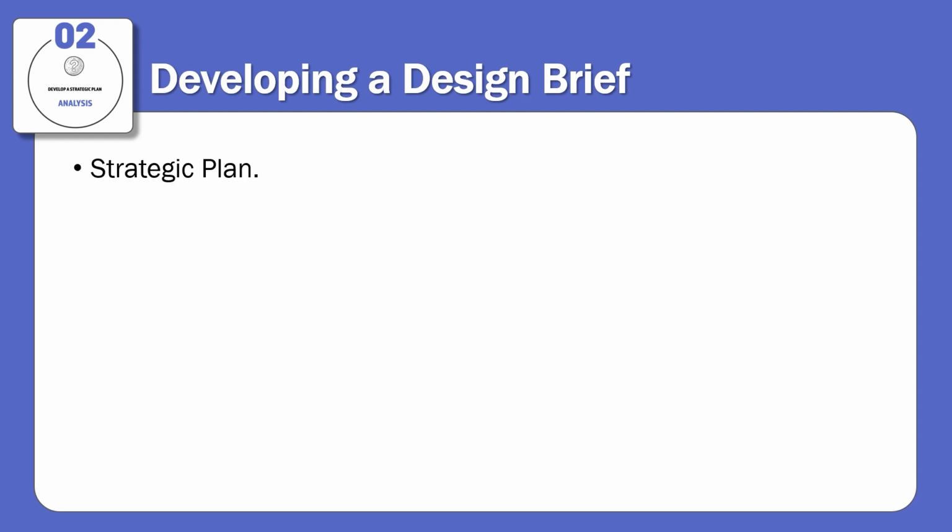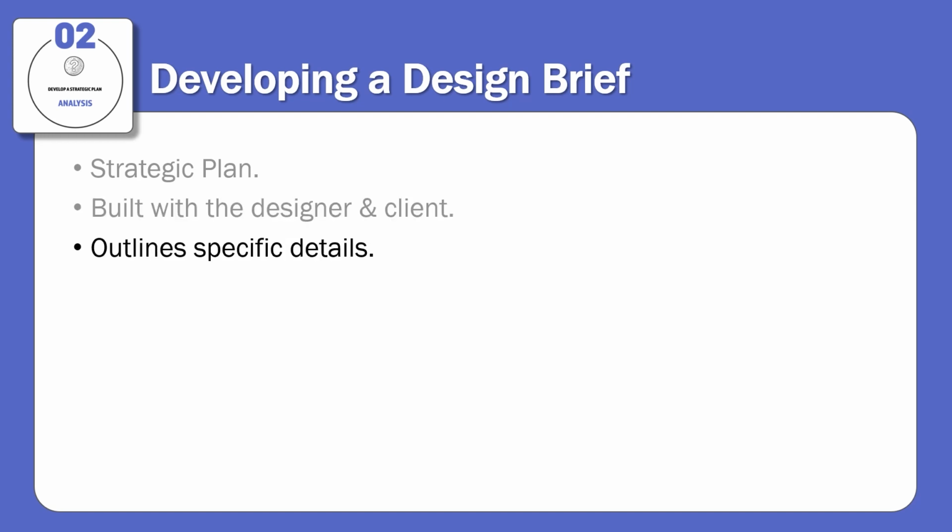So, a design brief is really taking that strategy and making it into an official plan. Now, this plan is built with both the designer and the client, and it should be an agreement. And in this agreement, you really should outline all the specific details of the project, things you're delivering, when you're delivering them, what it's going to entail. So you really need to get specific on this document.